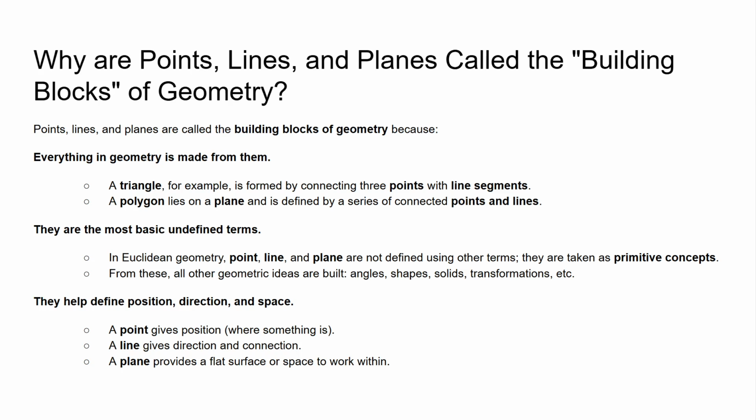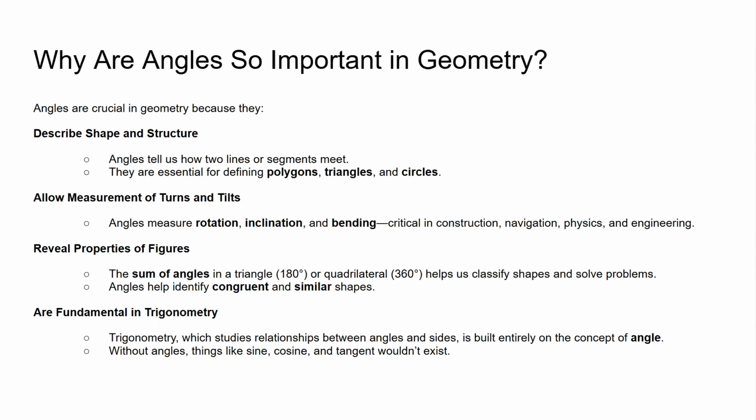They help define position, direction, and space. A point gives position, where something is. A line gives direction and connection. A plane provides a flat surface or space to work within.